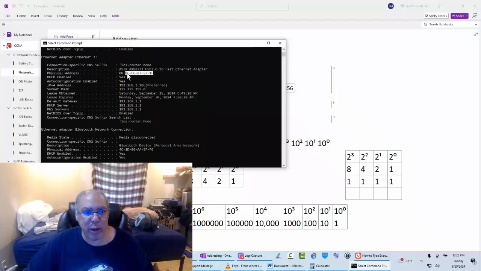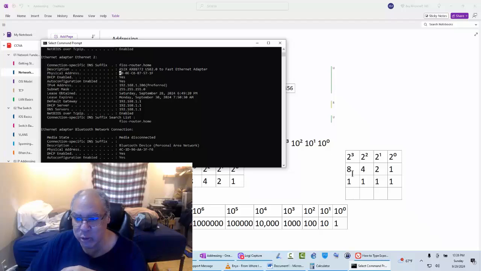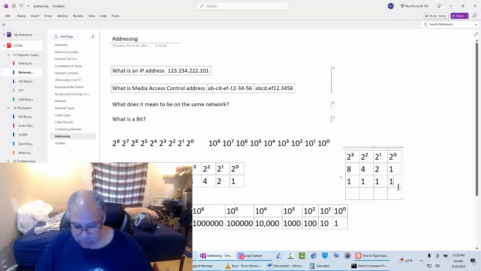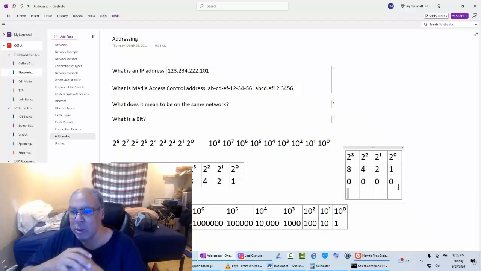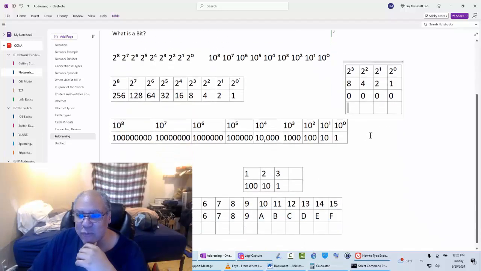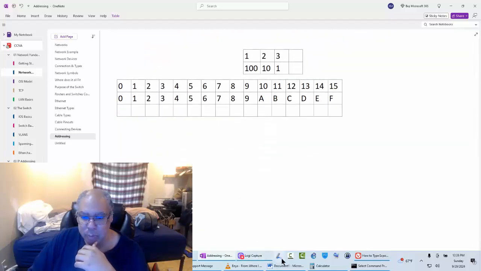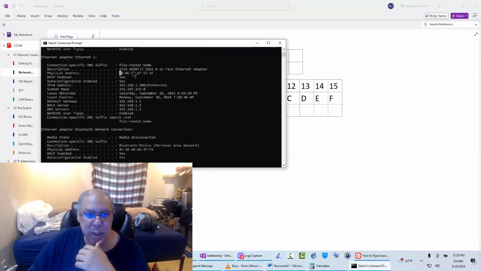Every digit of our MAC address is 4 bits in length. So how do we write the first 0 digit? That's 0, 0, 0, 0. If I wrote out the first 4 digits, let's go ahead and copy them here.